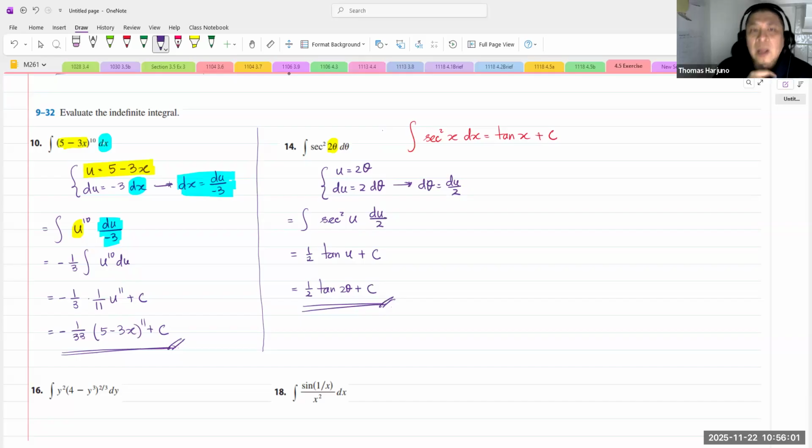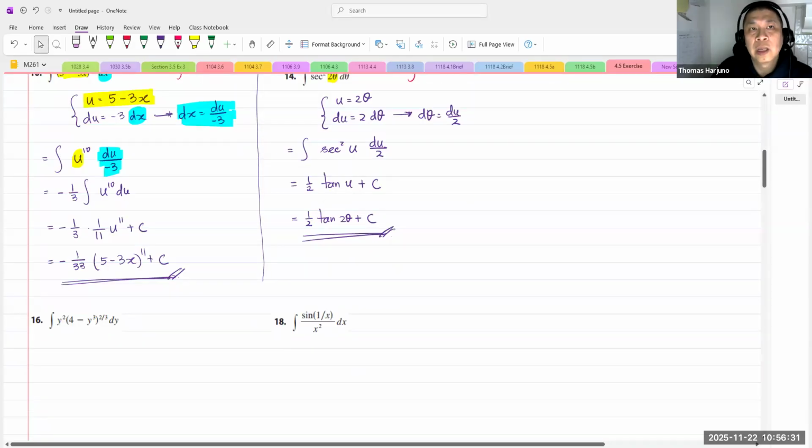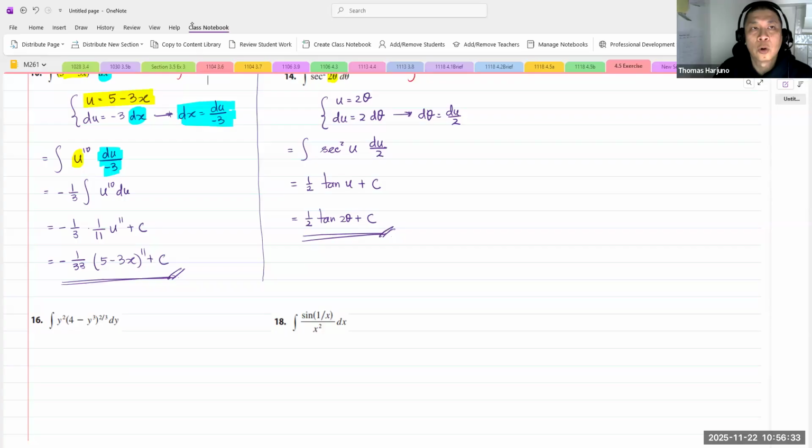Number 10 and number 14 have the same principle, right? For number 10, if we know the integral of u to the 10 du, then it's doable. For number 14, if we know the integral of secant squared x dx, then we know. So somehow we refer to the integral that I know how to do. And therefore, I will play with the ugly guy, substitute the ugly guy, such that I only end up with the integrand that I know how to deal with.